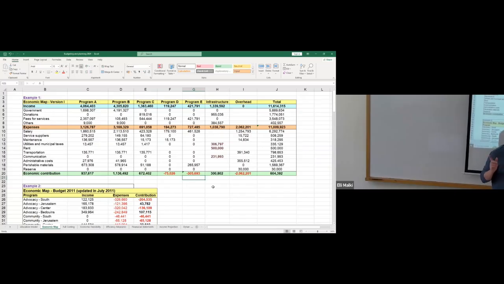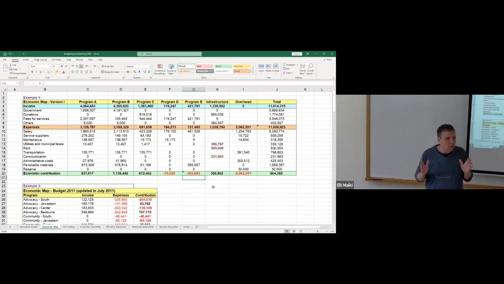But to take such a decision, you need to see the economic map. Just to elaborate on this example, when I presented to the director of this organization the economic map of his organization, he was not aware that this program is subsidized. And when he became aware, he decided to reduce its expenses. He just decreased the program, made it smaller so that it will not have such a negative economic contribution.